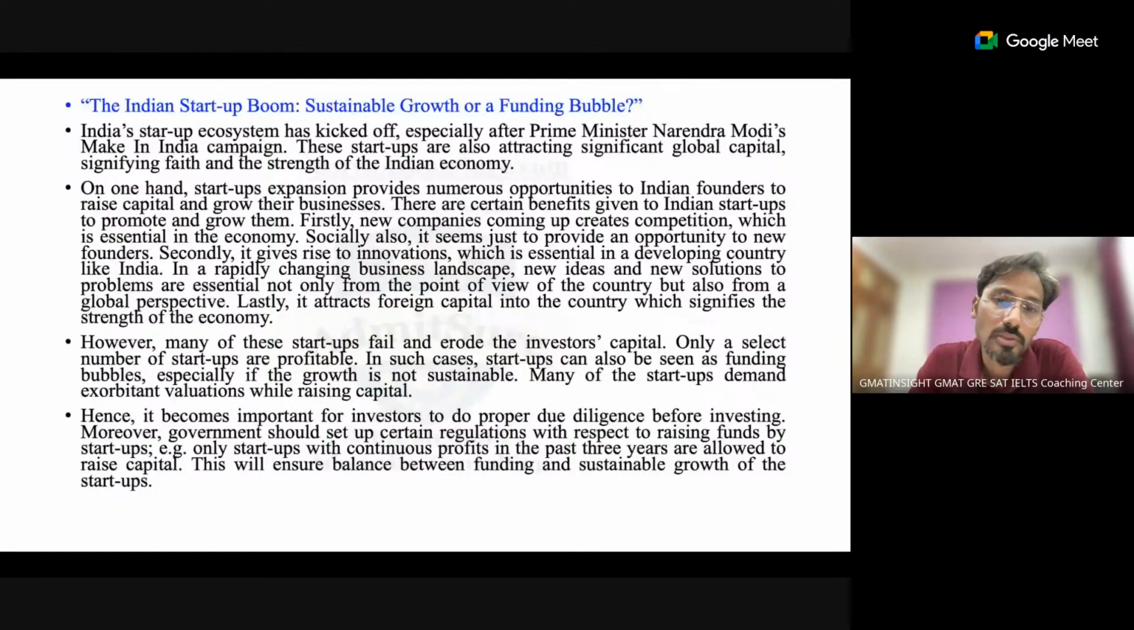However, many of these startups fail and erode the investors' capital only. Only a select number of startups are profitable. In such cases, startups can also be seen as funding bubbles, especially if the growth is not sustainable.